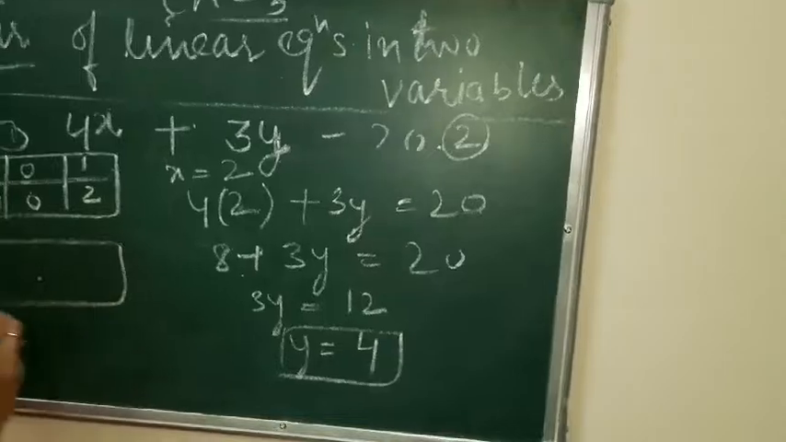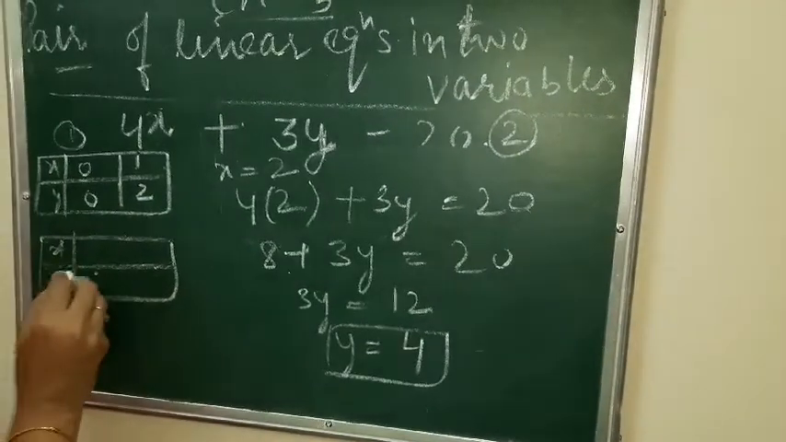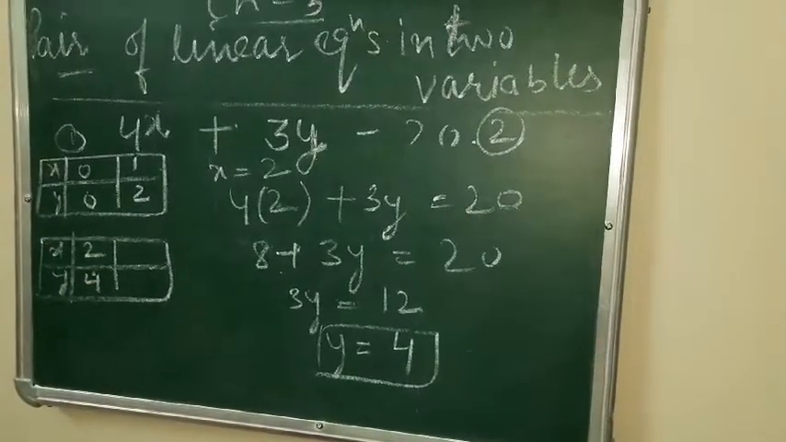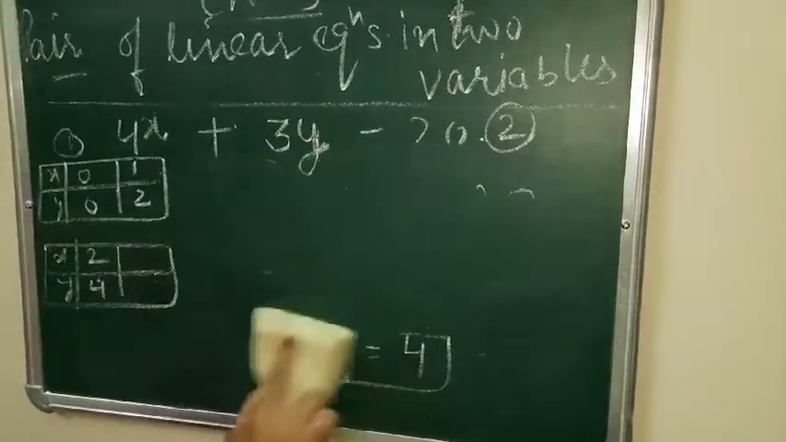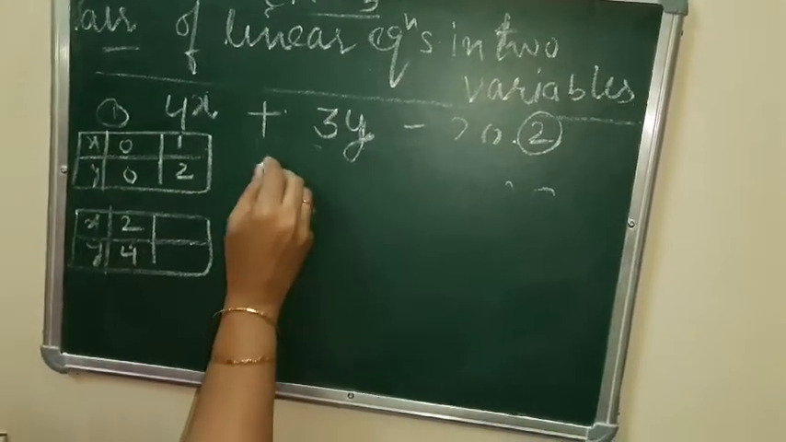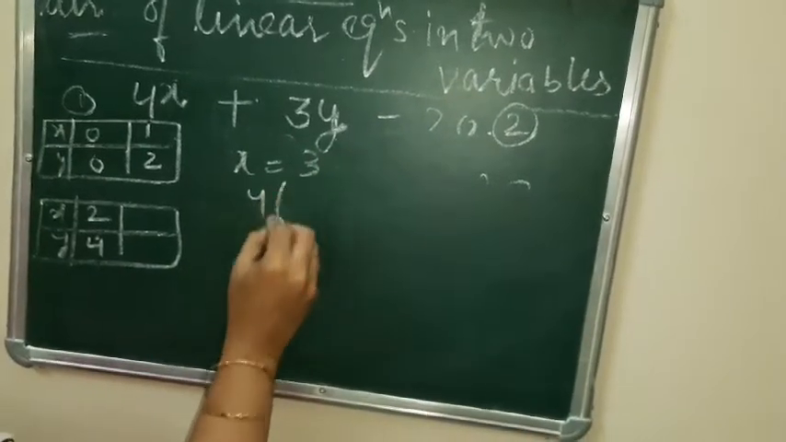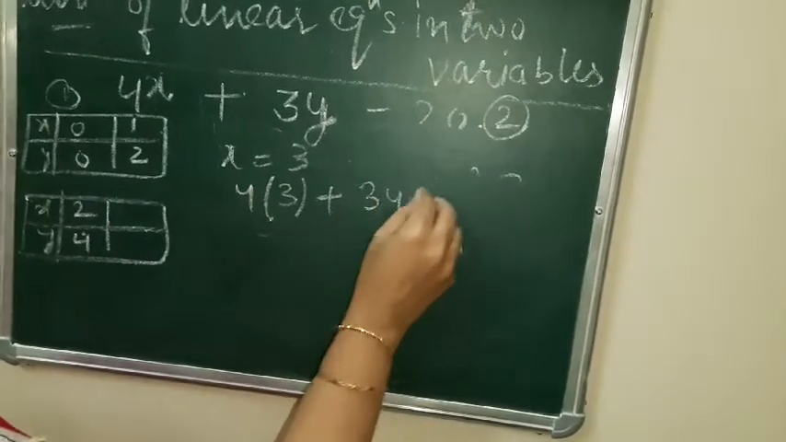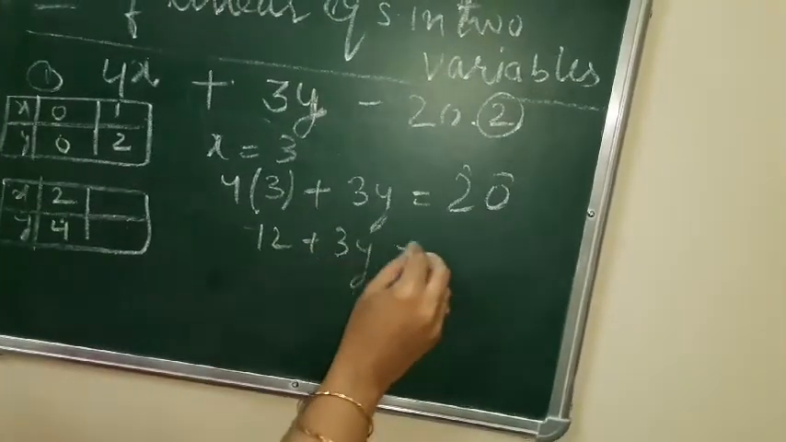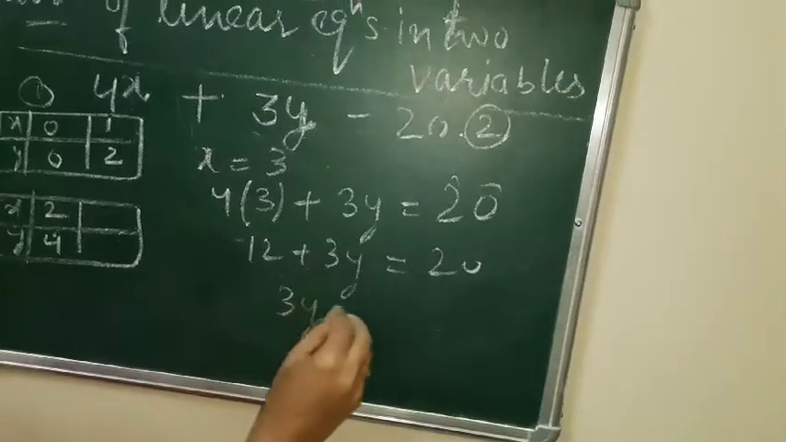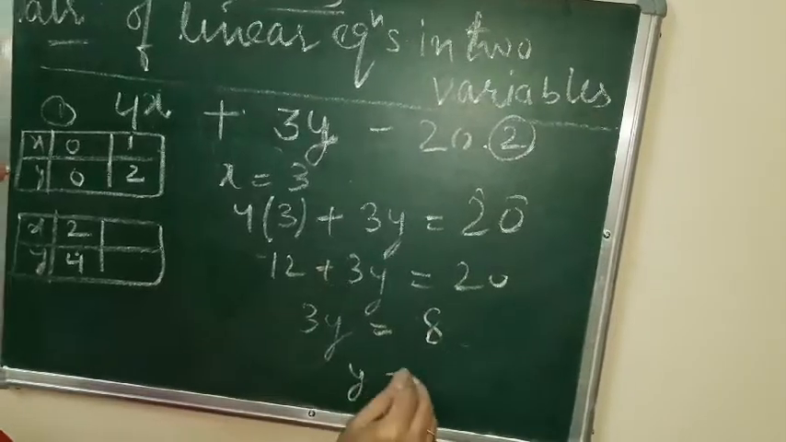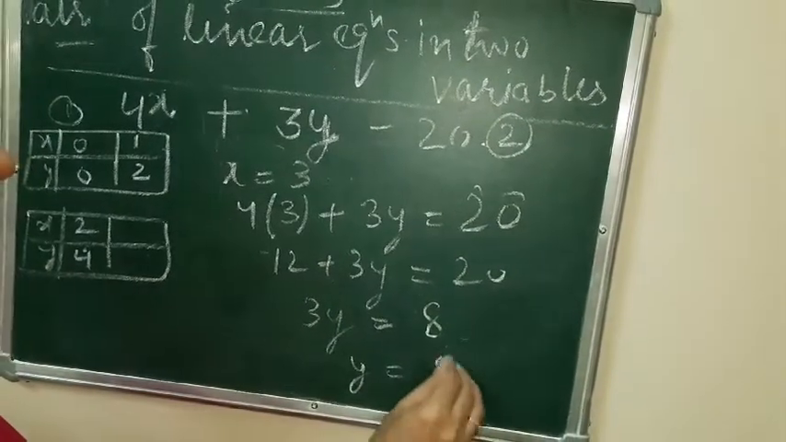I am making the second box also. Second box is when my x is 2, y is 4. One more value we have to take. So let's take now x as, you can take 3. Let x be 3. So 4 into 3 plus 3y equal to 20. 12 plus 3y equal to 20. 3y equal to 8. Let it be, y is equal to 2.6. 8 by 3 is 2.6.